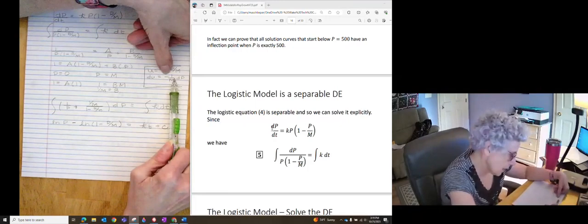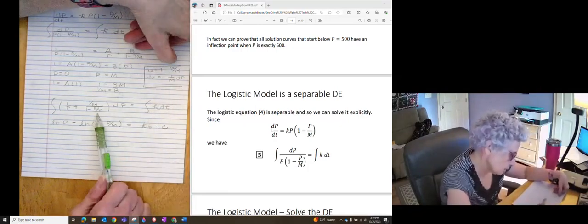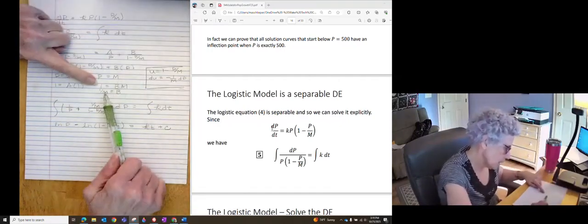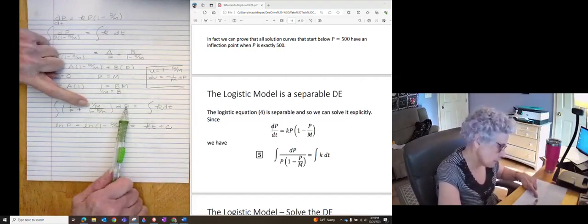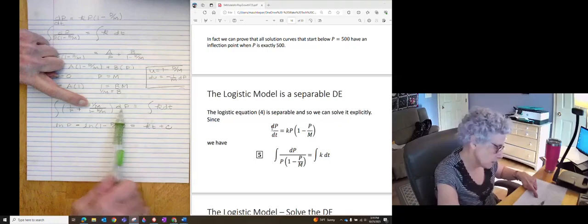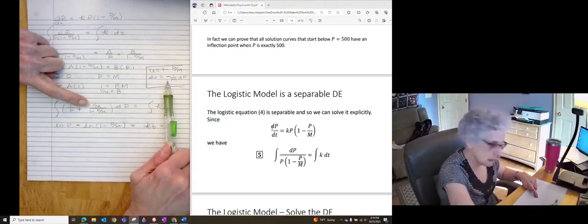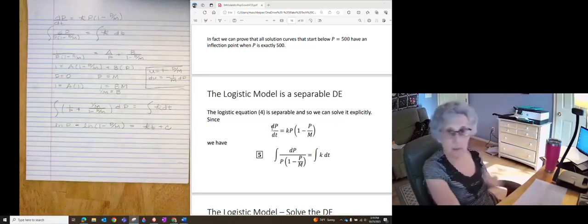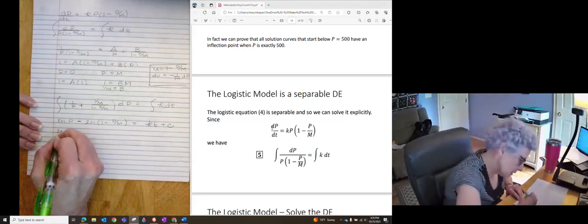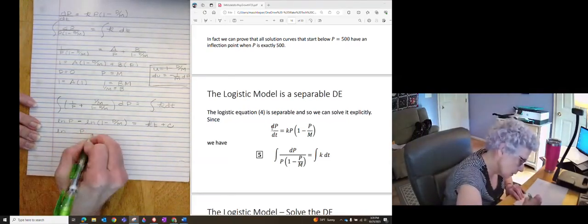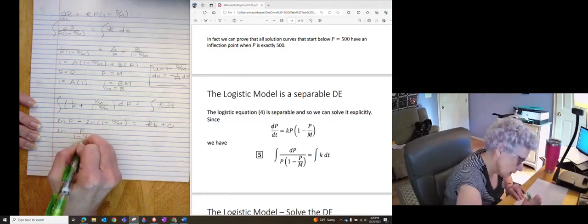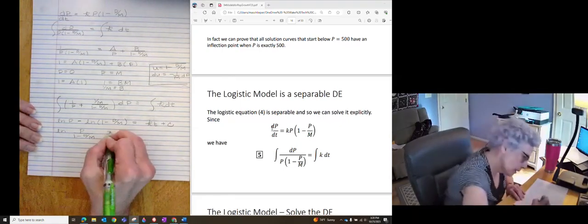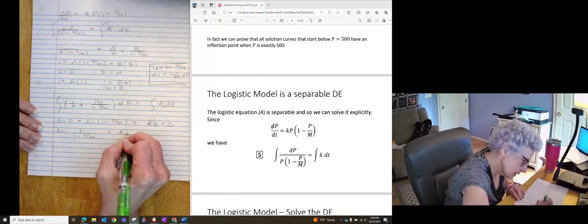Make sure I didn't mess anything up. So I found my u was equal to the denominator here. 1 over M was my B. I put it on top. Luckily, I had it there to be multiplied by the dP. I needed a minus sign, so I put a minus sign here. Now I'm going to use laws of logarithms to write this as the natural log of P over 1 minus P over M is equal to kt plus C.